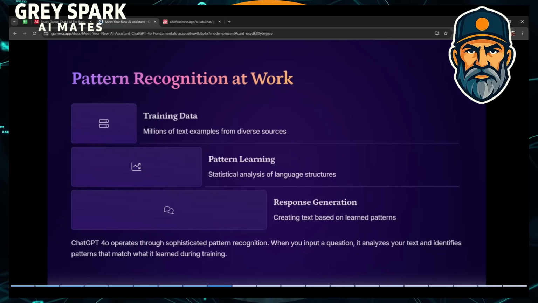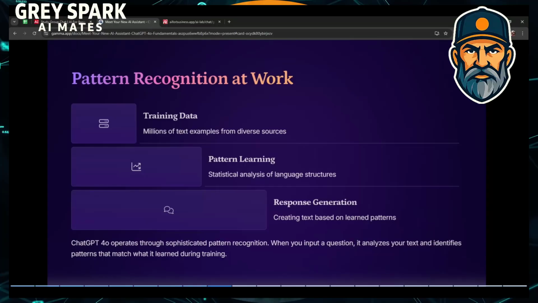The key to understanding ChatGPT 4.0 is recognizing that it operates through sophisticated pattern recognition. When you input a question or request, the system analyzes your text and identifies patterns that match what it has learned during training. Think of this as if you've had thousands of conversations on a particular topic: you develop an intuitive sense of how to respond appropriately. ChatGPT operates similarly, but with patterns learned from millions of examples. Think of it as autocomplete on steroids.